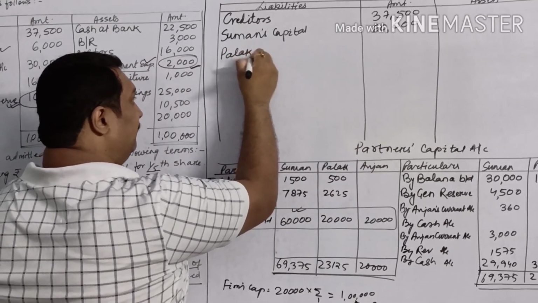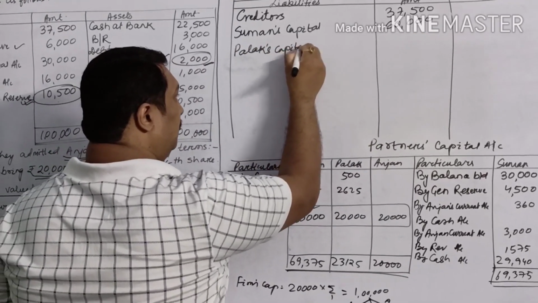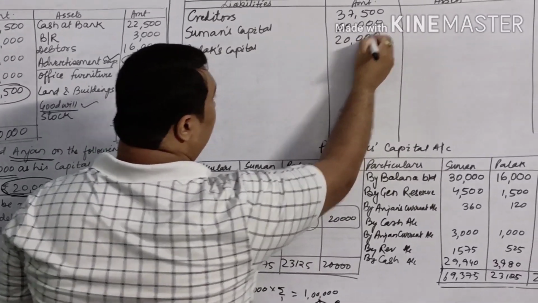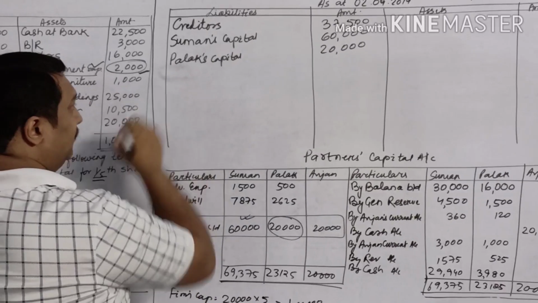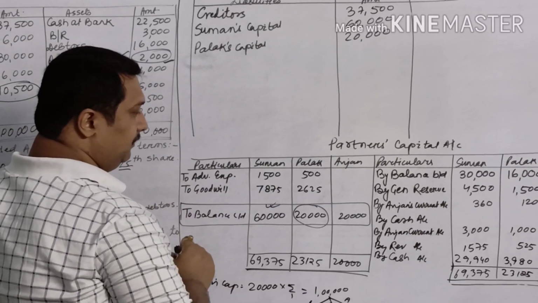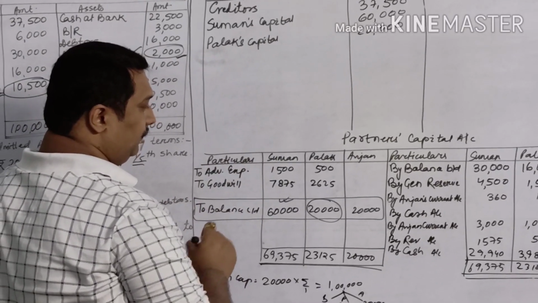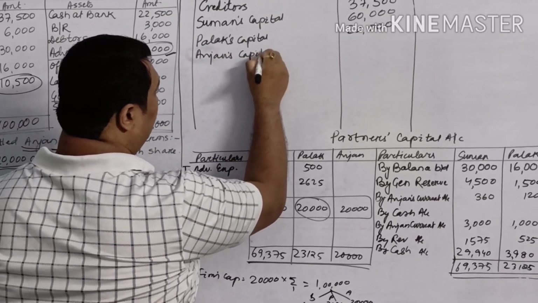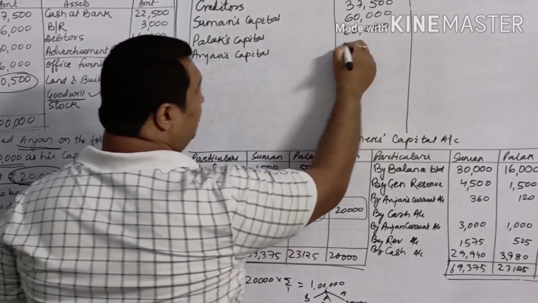Palak's capital is rupees 20,000, that is to be written over here, and Anjan's capital is rupees 20,000.